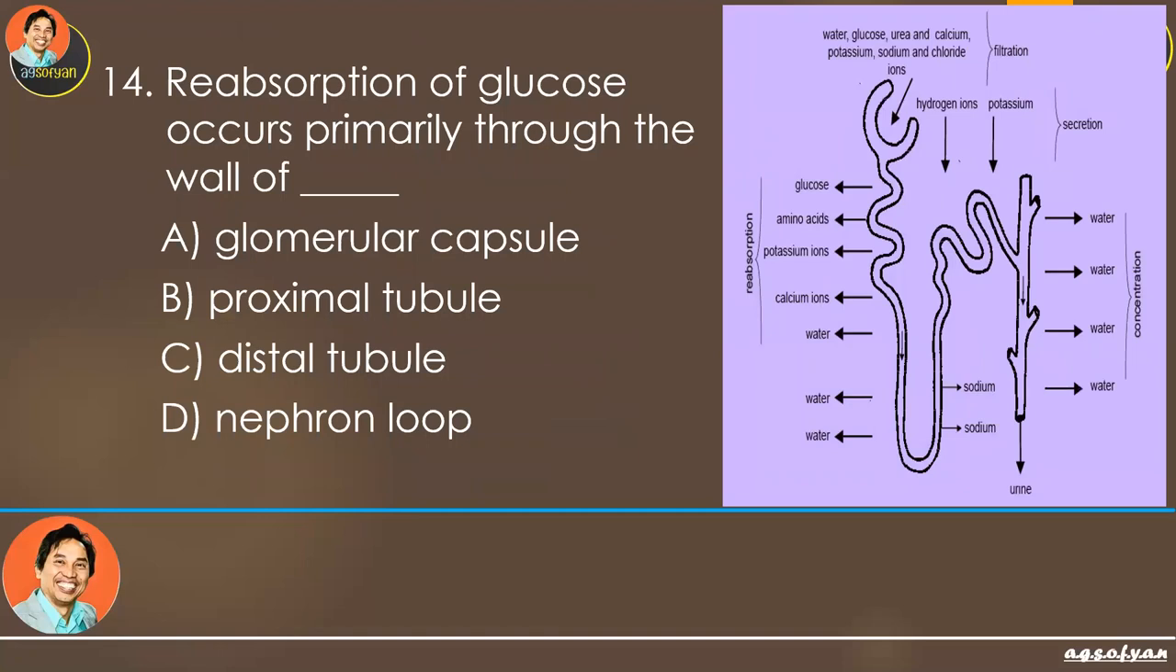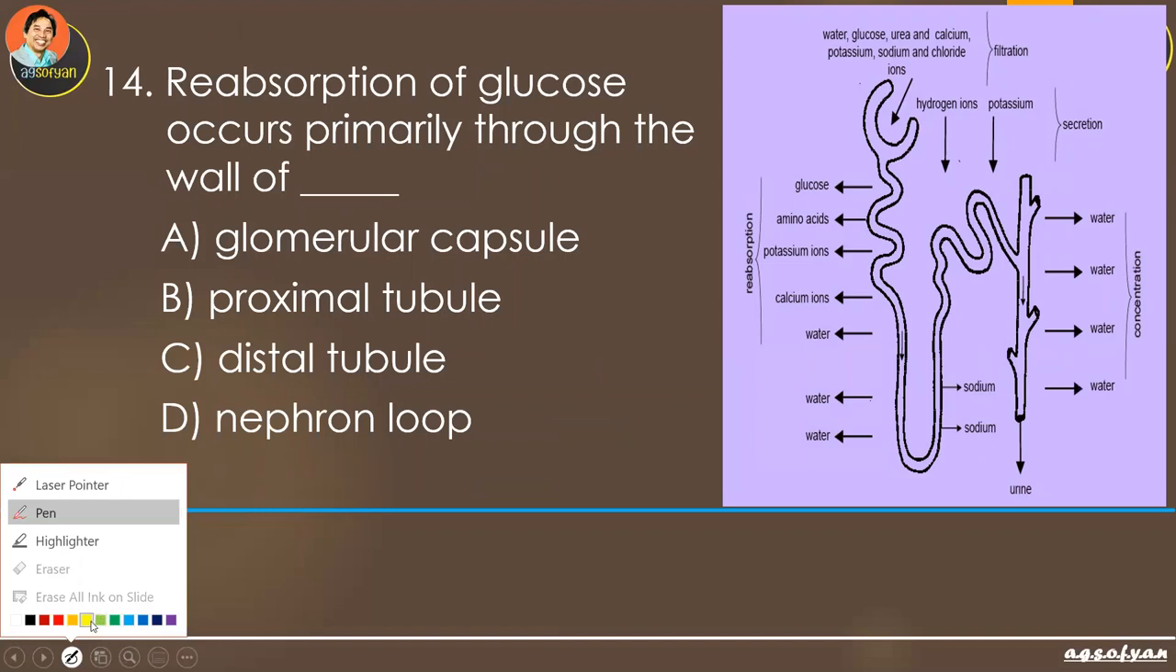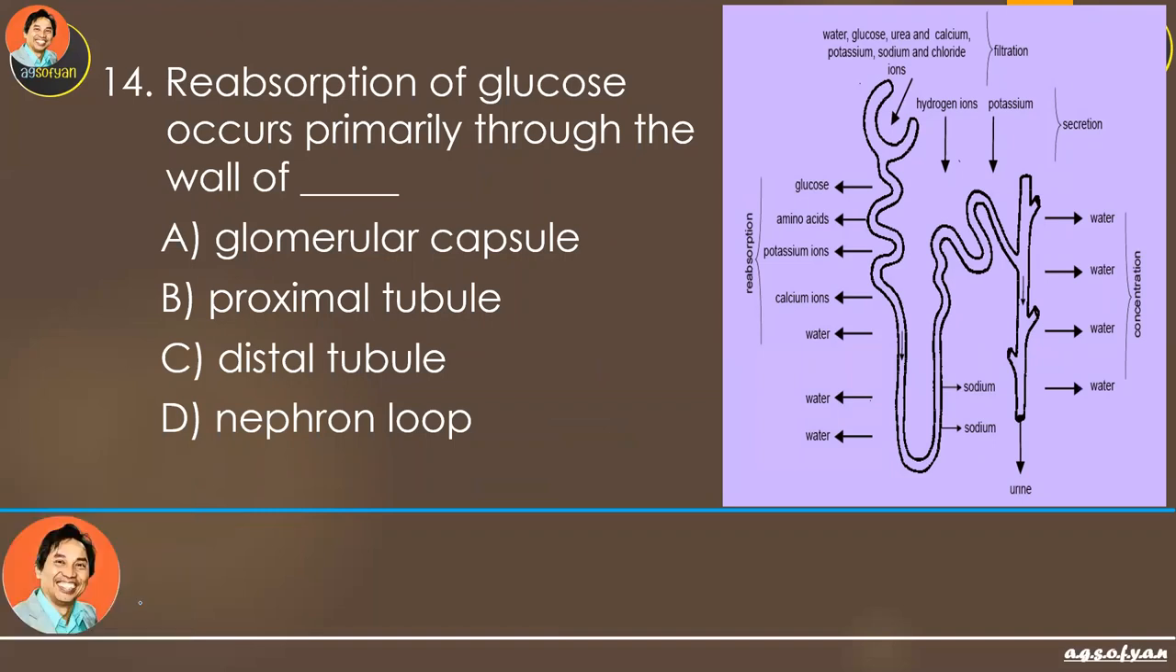Reabsorption of glucose occurs primarily through the wall of A, B, C, or D. Okay, I already mentioned before the reabsorption mainly will be happening on the first tubule, which is the proximal. Okay, so this one is the proximal tubule. This is descending loop, ascending loop, and this is the distal.